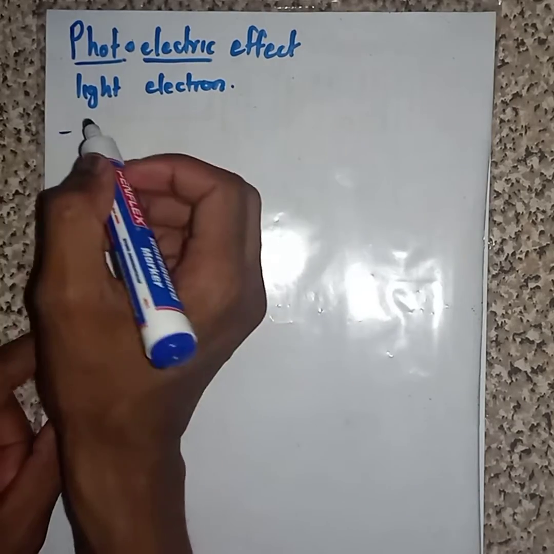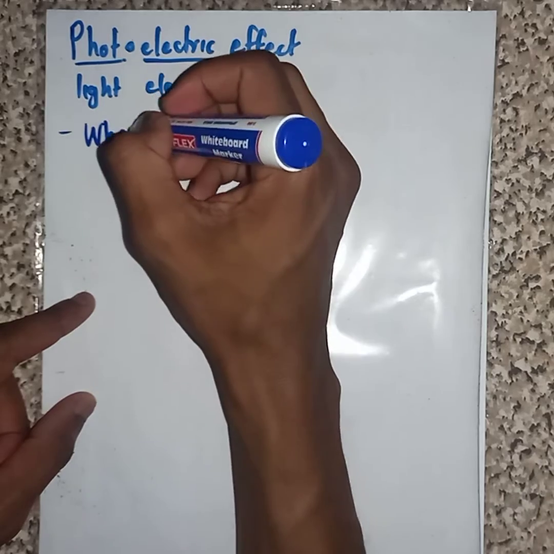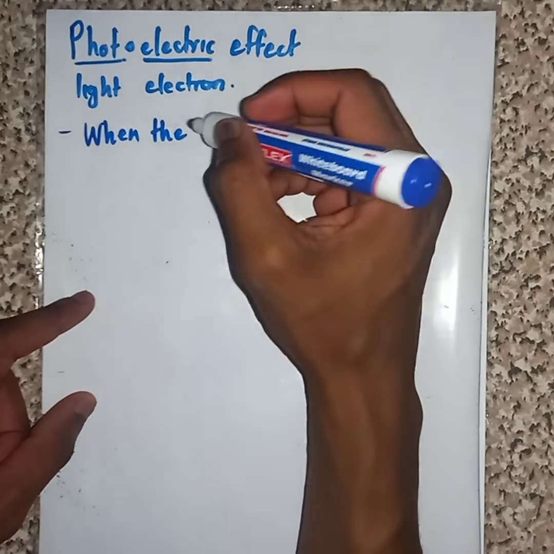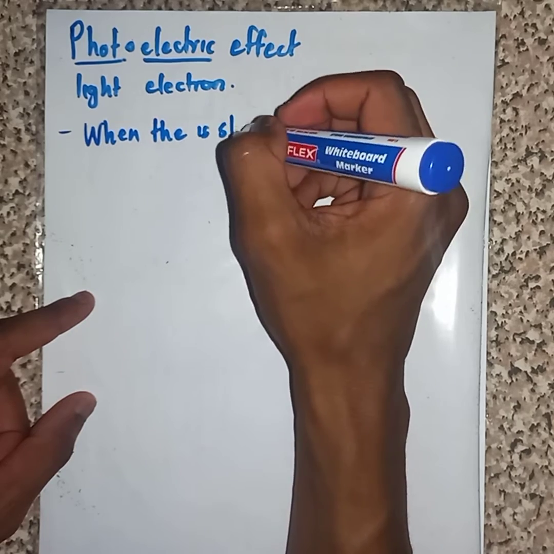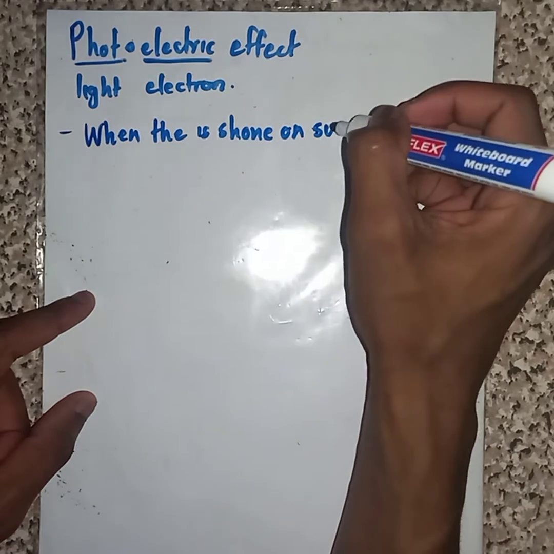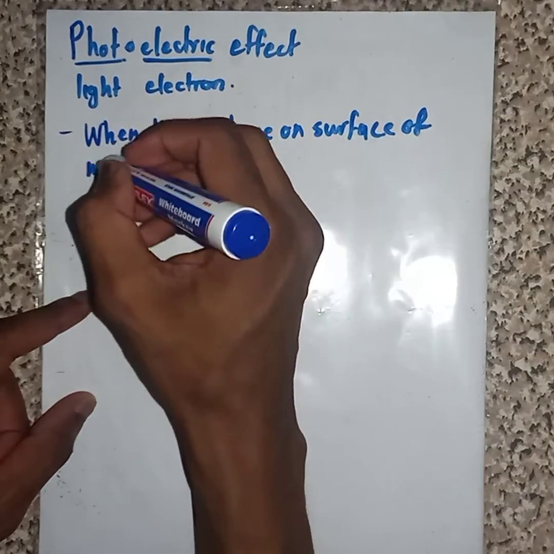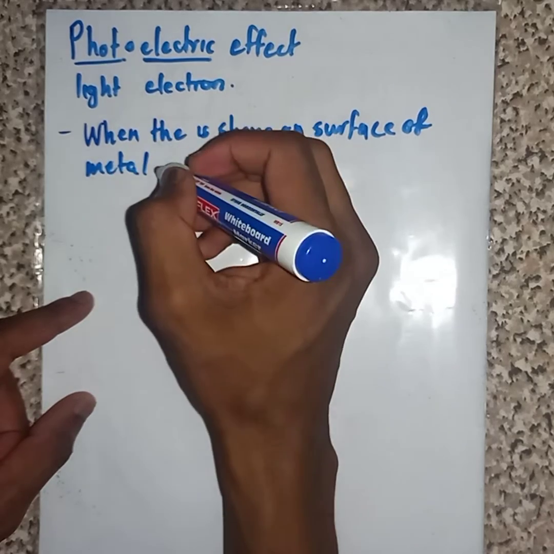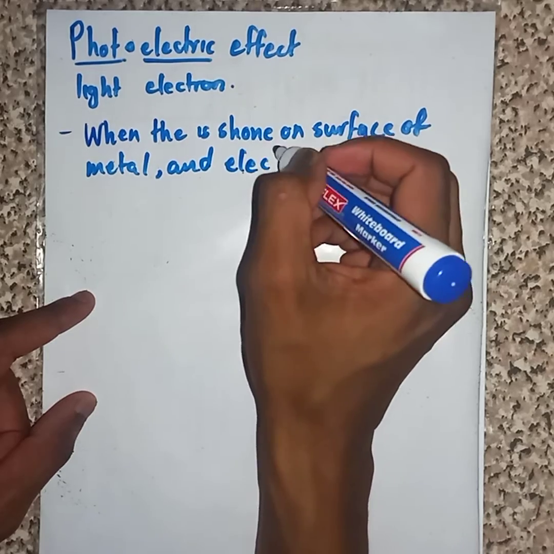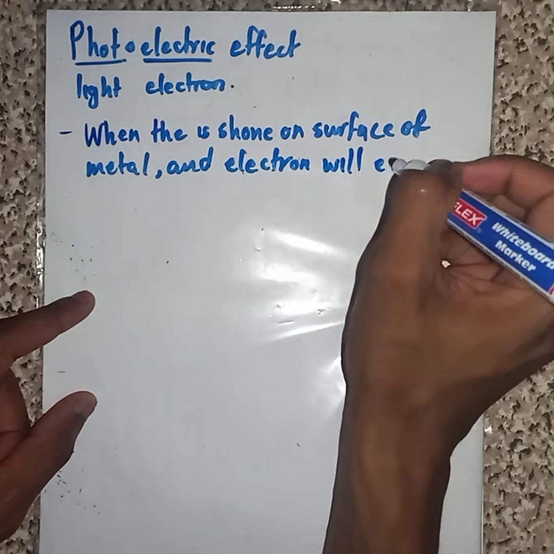Then let us define the term photoelectric effect. It's when light is shone on a surface of a metal and electrons will be ejected.